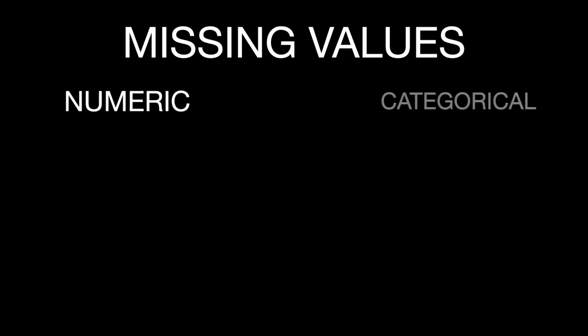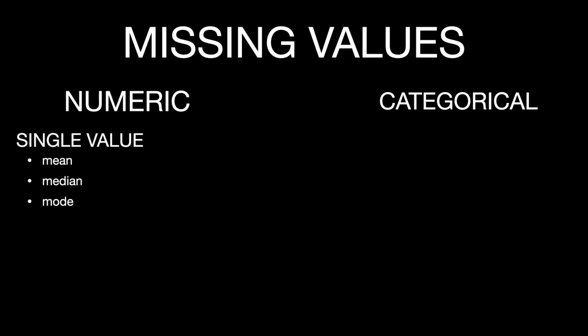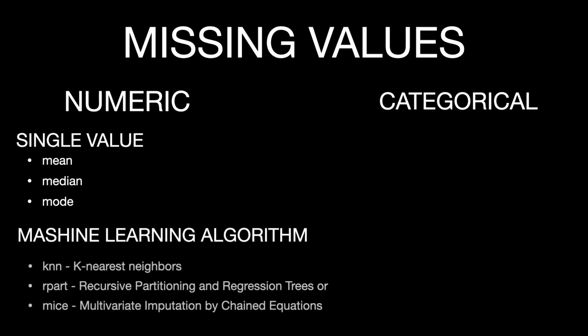Check this out. Imputation simply means replacing a missing value with a value which makes sense. We can impute both numeric and categorical values. Numeric imputation can be done with a single value, like mean, median, or the mode, or by a machine learning algorithm, like KNN, K nearest neighbors, RPART, or recursive partitioning and regression trees, or MICE, multivariate imputation by chained equations.